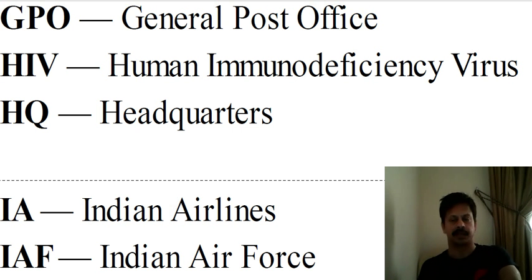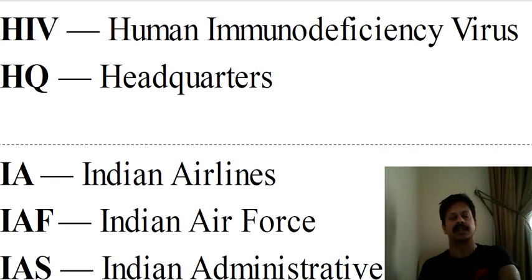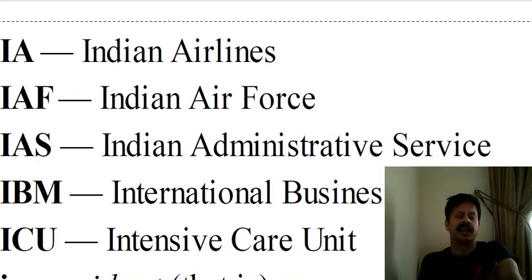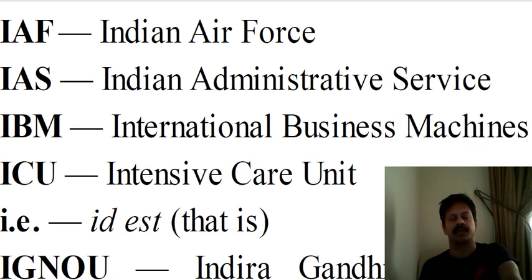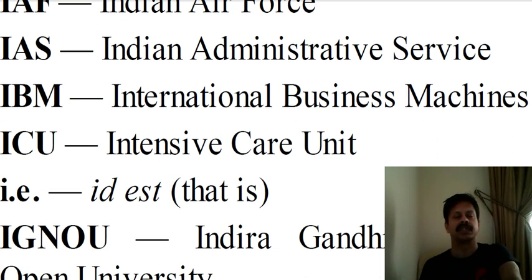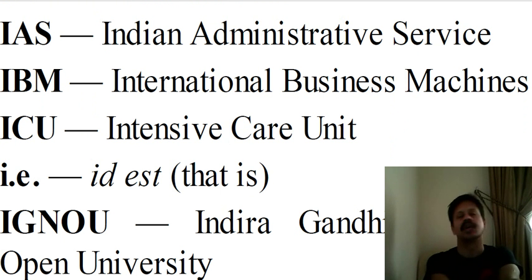HQ, headquarters, is normally used in the Army. IA is Indian Airlines, AI was Air India, now we have only Air India. IAF is Indian Air Force, one of the 3 arms of the Indian Defence Services: Indian Army, Indian Air Force and Indian Navy. IAS is the Indian Administrative Service. These are the officers who run the government for the state and the center.